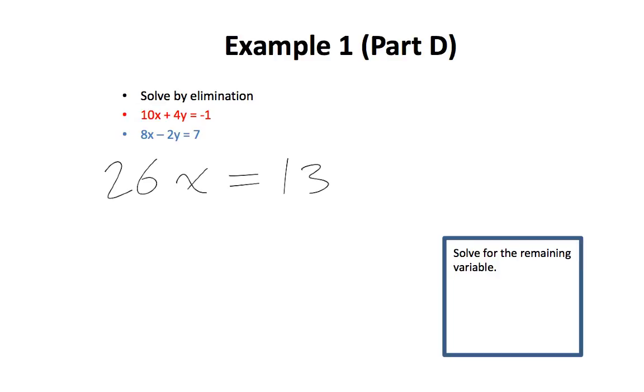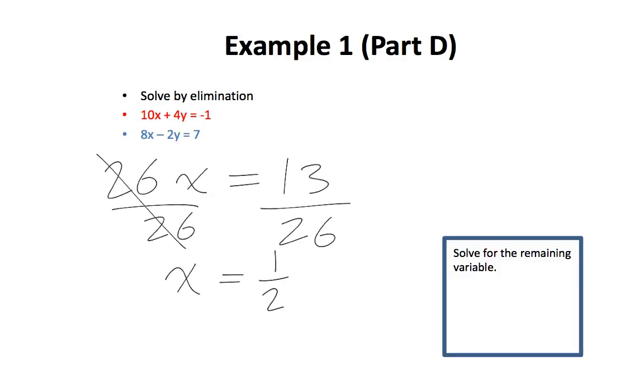Remember, if we want to isolate x, we need to get rid of this multiply by 26. To do that, we need to do the opposite operation to both sides of the equation. So we're going to have to divide both sides by 26. That cancels out, and we're left with 13 over 26, which simplifies to 1 over 2. Therefore, we've just solved for x, and x is 1 over 2.